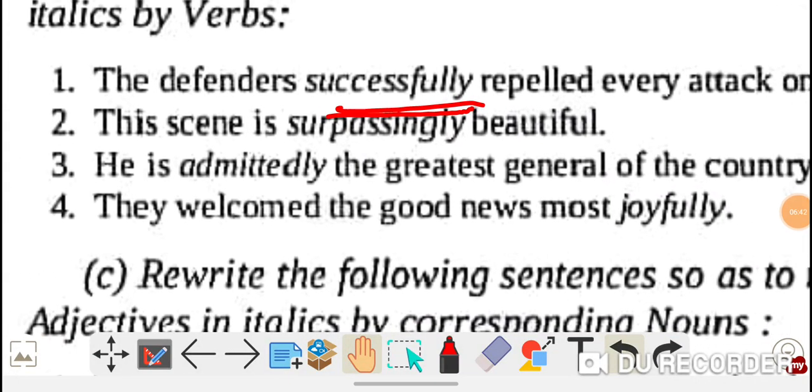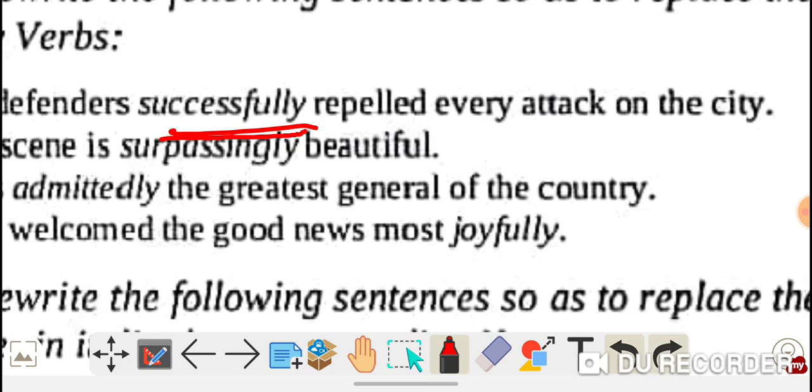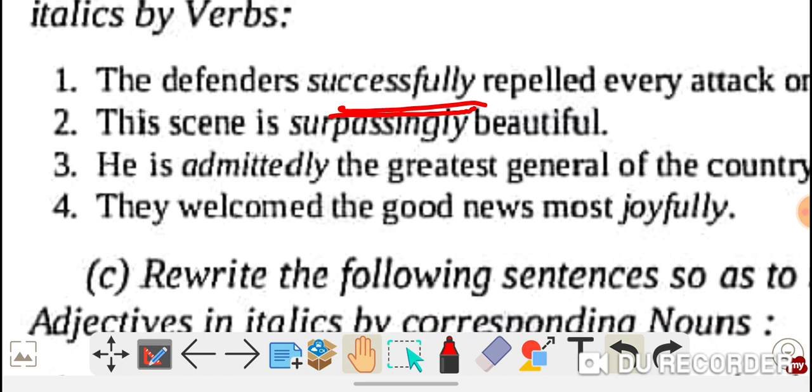Next, number two. This scene is surpassingly beautiful. The verb form of surpassingly is surpass. So the answer is, the scene surpasses all others in beauty.